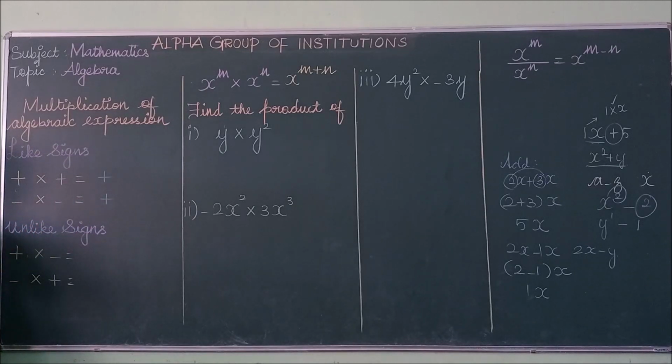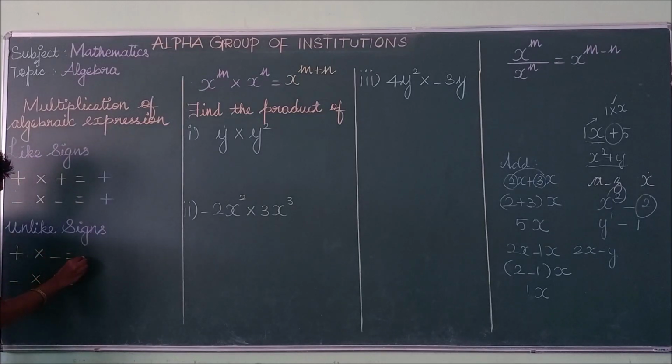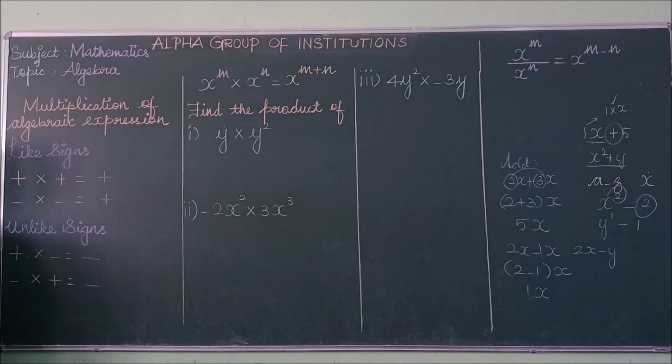Then move on to the next, unlike signs. Unlike signs means both are in different signs. If both are in different signs, what will be the answer? Now we are going to see that one. Plus into minus is minus. Then minus into plus is also minus. Both are in different signs, your answer will be in negative sign only.